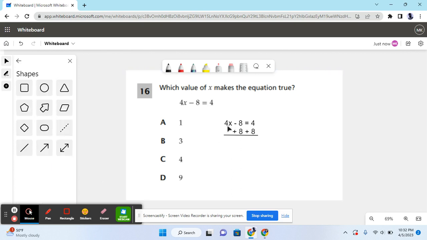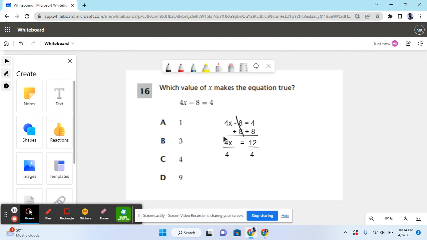For this, you have to add 8 to both sides to get rid of the minus 8, because then that'll just leave you with 4x. This cancels out, and that gives you 4x equals 12. Now to isolate the variable, you have to divide both sides by 4, so it cancels out, and x is left by itself. And this gives you x equals 3, which is the answer. This gives us answer choice B as our answer.